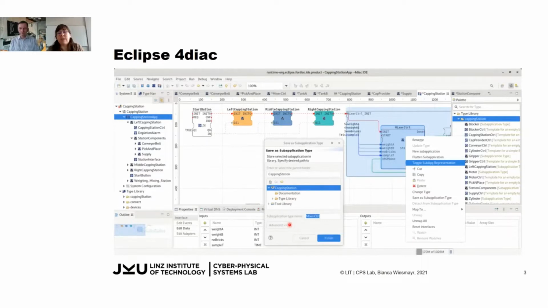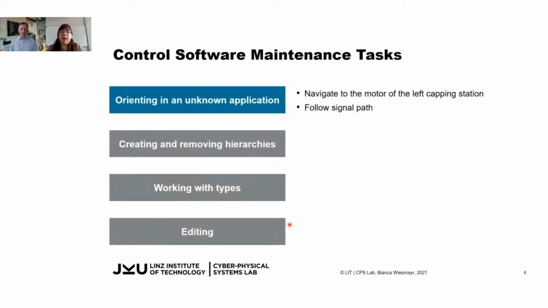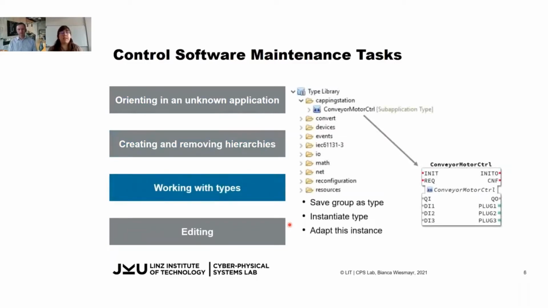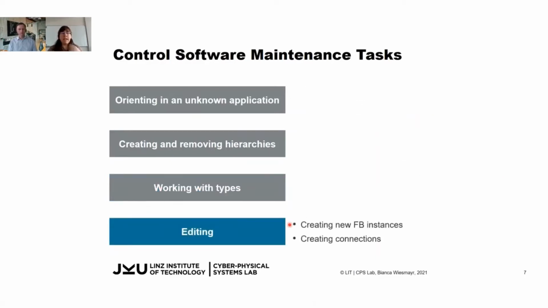And in our user study, we wanted to focus on tasks that are commonly required during working with existing software, because first, creating a project is a one-time task, and we really wanted to focus on improving the usability for common control software maintenance tasks. And we had 4 groups. The first one was to orient in an unknown application. So user got an existing application and they had to find, for instance, a motor. Then we asked them to create and remove some hierarchy levels, so for instance, an unnecessary grouping. But also they had to work with types with the library, so create a new type. Such a function block type is something similar to a class in a conventional programming language. And finally, we performed some basic editing operations, such as creating new instances of those types.